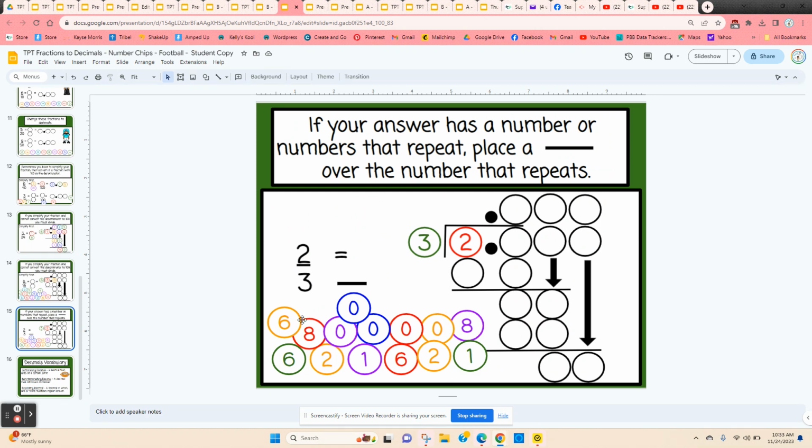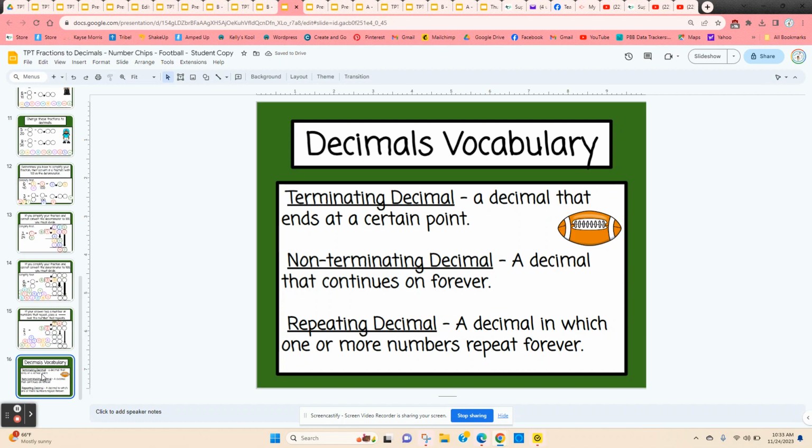So they're going to have sixes. Each one of these is going to be 6, and it just keeps on repeating when they do the division. So make sure that they take this little line. They're going to click and hold on it, move it above the 6 to show that it's repeating. Then they're given some decimals vocabulary: terminating decimal, non-terminating decimal, and repeating decimal.